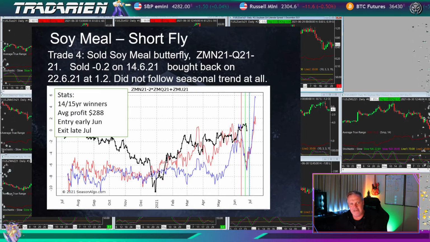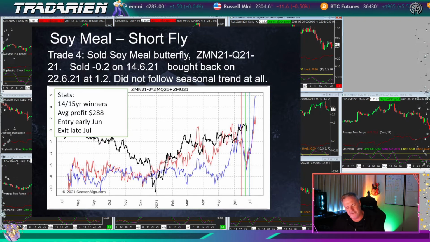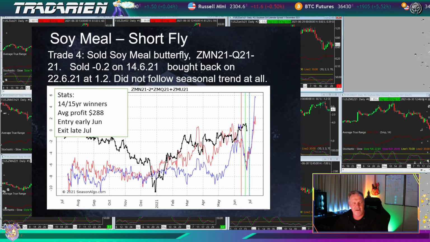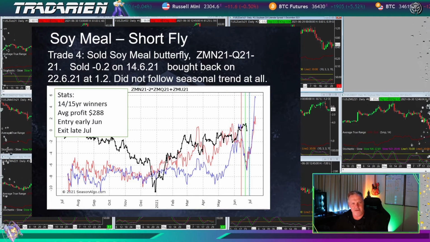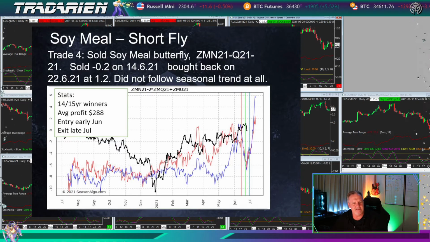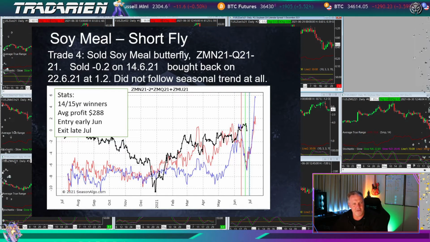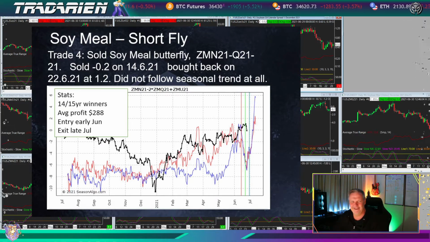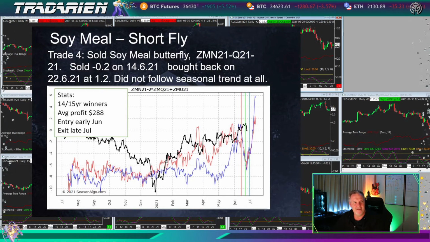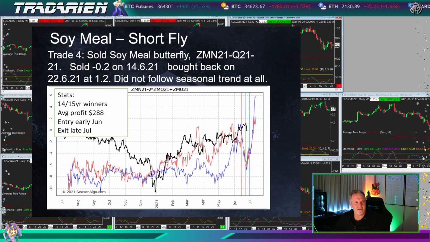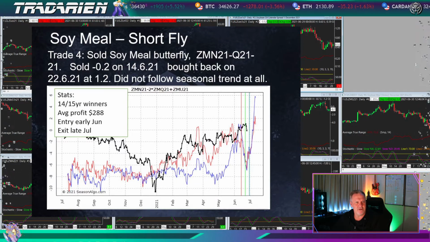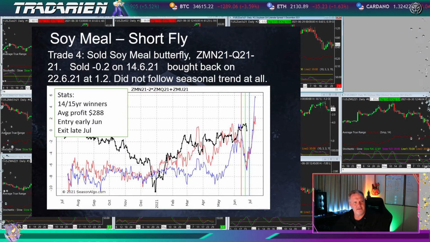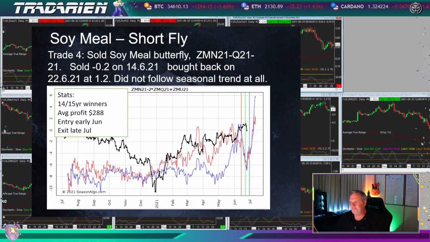I don't like it. It's too tight. It's too close to the front month expiry. You're just opening yourself up to, to me, that's going to the casino, and you might win, you might not, but that's too much of a risky trade. Bought back there, didn't lose a lot of money on that one. That's fine. Did not follow the seasonal trend at all. Fair enough.